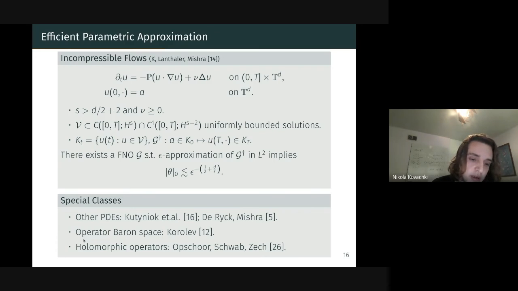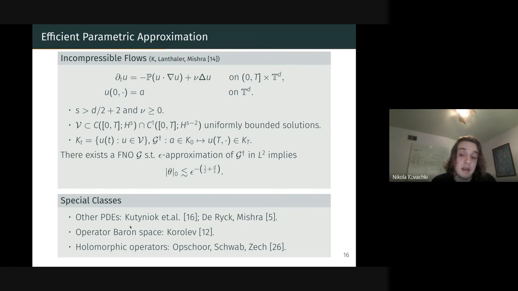Another line of work in this area has been holomorphic operators. These are infinitely smooth, analytic operators. It turns out that those can also be emulated in an efficient way. And you can follow the neural network way of thinking here and define a space which naturally gives you efficient approximation. This is the operator Barron space. I'm not going to discuss any of this in practice.